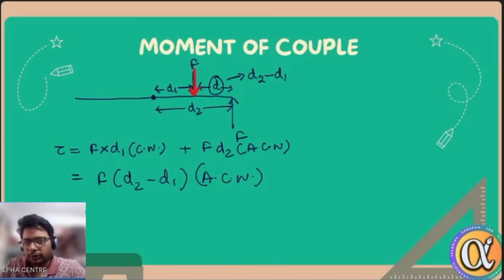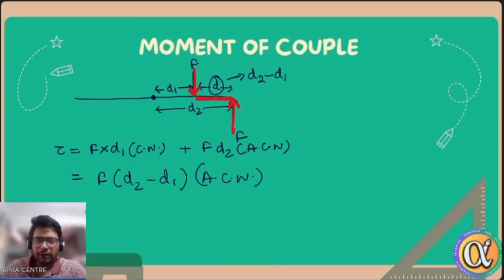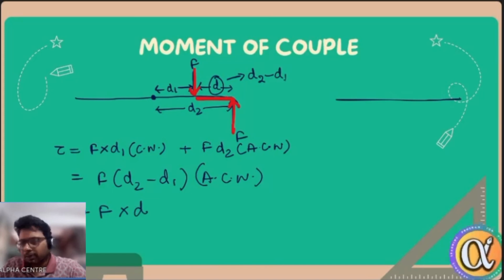Force, the top force is D1, the bottom force is D2. So how much is the distance between the two forces? D2 minus D1. So even here we can say torque is F into D. Understood?